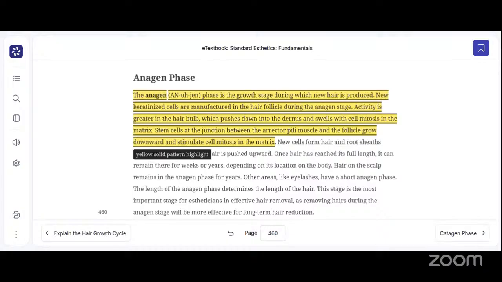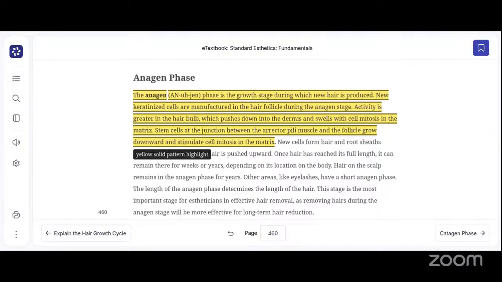Remember ACT. The anagen phase is the growth stage during which new hair is produced. It's a buildup of new keratin cells, manufactured in the hair follicle during the anagen stage. Activity is greater in the hair bulb, which pushes down into the dermis and swells the cell metabolism. That's the multiplication in the matrix. Stem cells at the junction between the erector pili muscle and the follicle grow downward and stimulate cell mitosis in the matrix.